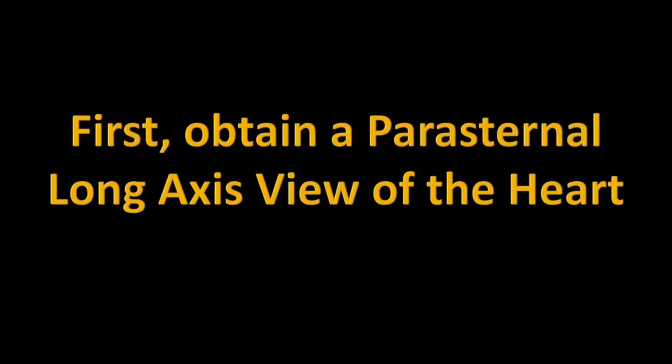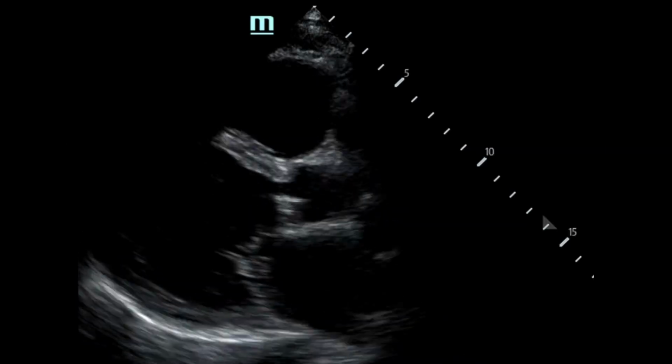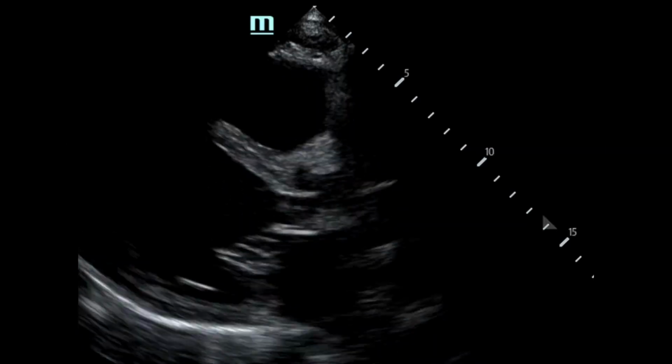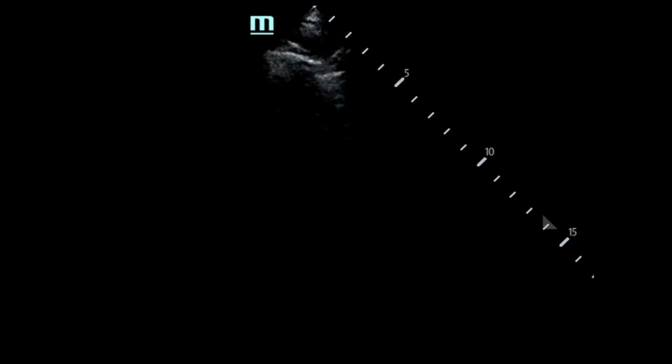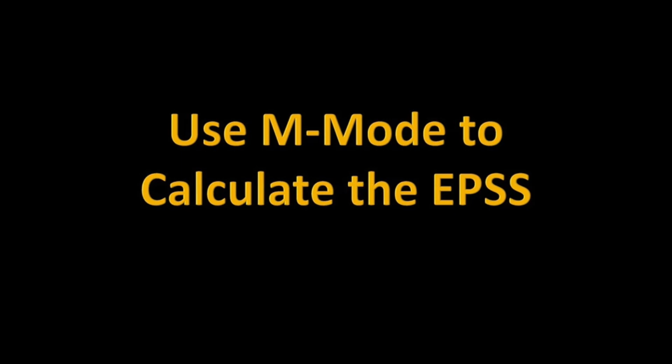Start by obtaining a parasternal long axis view of the heart. By looking at the mitral valve and squeeze of the heart, estimate the ejection fraction as normal, mildly decreased, moderately decreased, or severely decreased. Next, you will use M mode to calculate the EPSS.